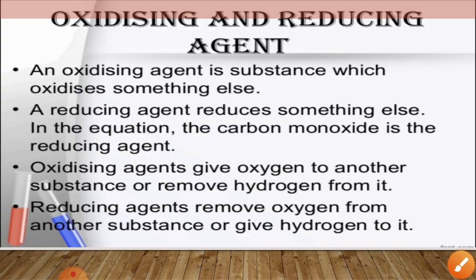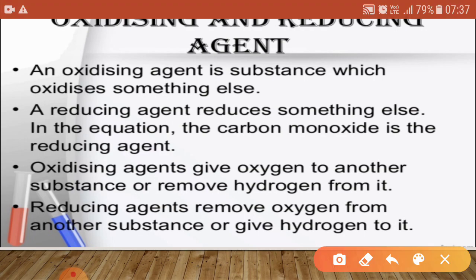Now, how can we define the terms oxidizing and reducing agent? Basically, oxidizing agents are substances undergoing a decrease in oxidation number by gaining electrons. An oxidizing agent is a substance which oxidizes the other and gets reduced itself. Similarly, a reducing agent reduces something else and gets oxidized.